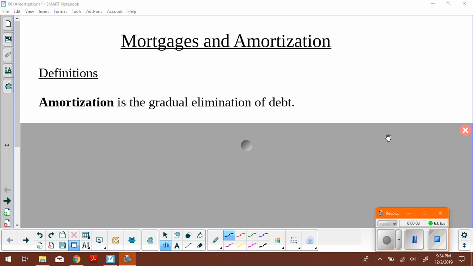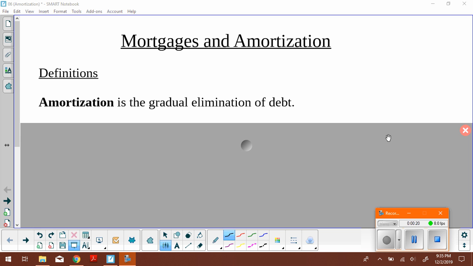Good morning, everyone. Today we're going to start talking about mortgages. So you should have a handout to go along with this. For the definition part, you just have to fill in some of the blank spaces, right? You'll have some of it written down already. Okay. So some definitions here.